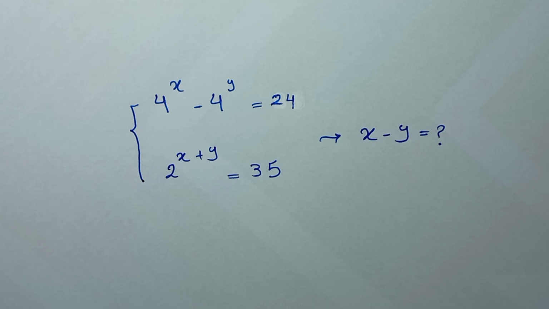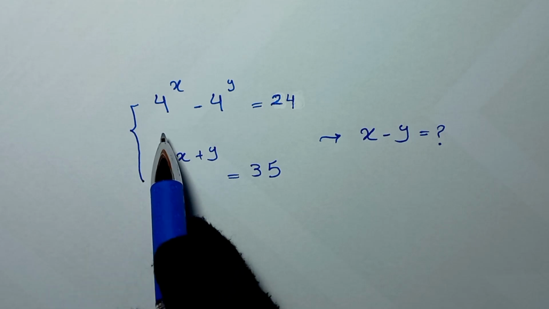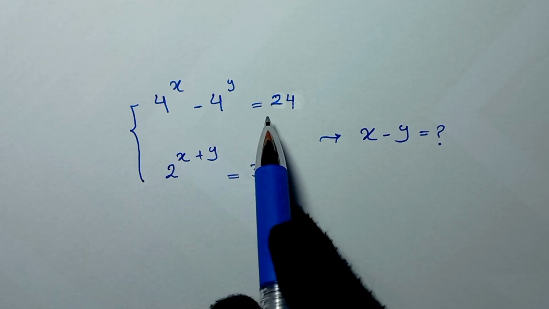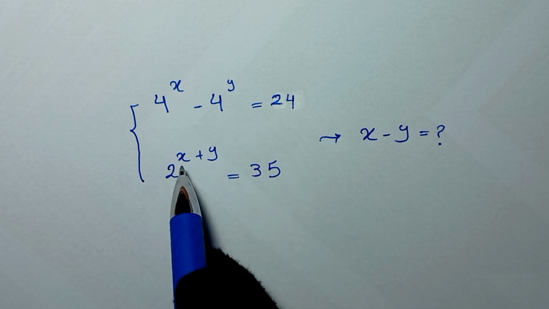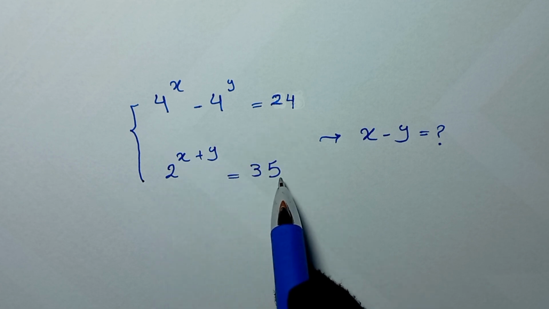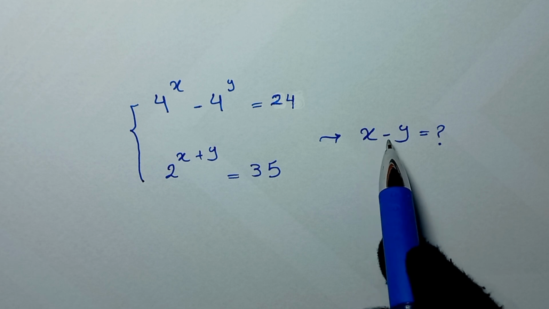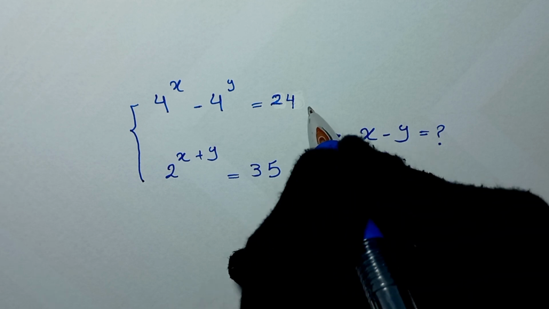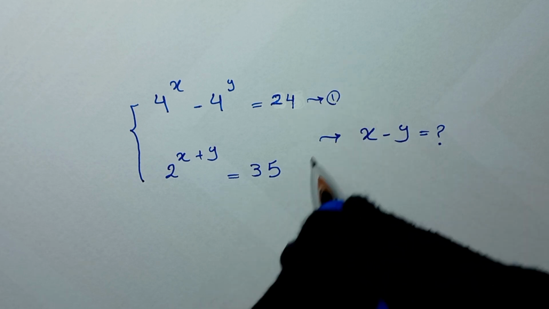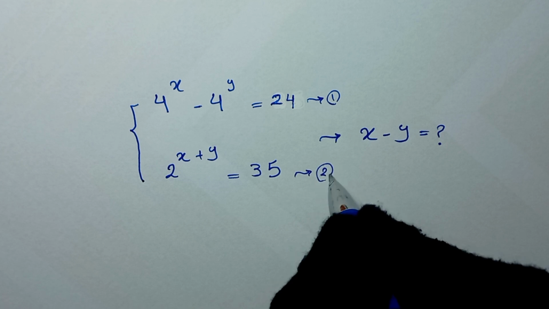Hello my friends, you're welcome to solve this math problem, which is 4 to the power of x minus 4 to the power of y is equal to 24, and 2 to the power of x plus y is 35, to find the value of x minus y. In the first step, we start by letting this be equation 1 and this be equation 2.